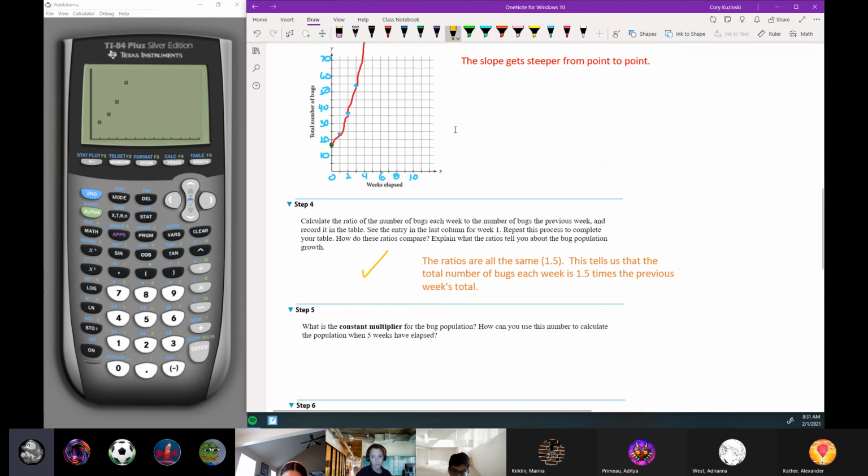So what is the constant multiplier? The constant multiplier is 1.5. If we constantly multiply the bug population by 1.5, we will get the next week. How can you use this number to calculate the population when 5 weeks has elapsed? For week 5, multiply week 4's total by 1.5. That's how we would do it.